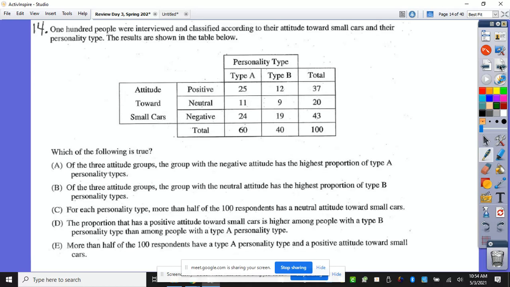Alright, so of the 3 attitude groups, the group with the negative attitude has the highest proportion of type A personality types. So the group with negative attitude has the highest proportion of type A. So I'm just dealing with this one. What is the proportion? So I'm going to write negative, proportion of A is what? How do I figure that one out?